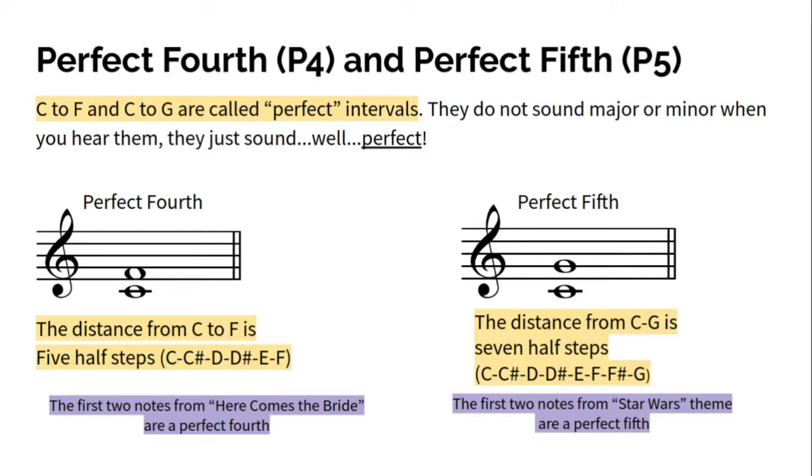Here's a perfect fourth and a perfect fifth. Now, we call these perfect intervals for a reason. C to F and C to G are called perfect intervals. They do not sound major or minor when you hear them. They just sound, well, perfect.